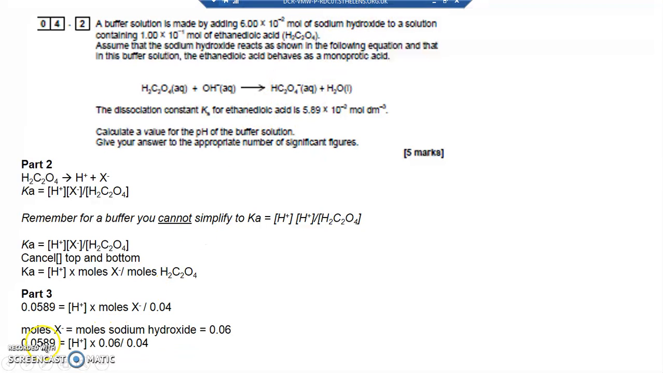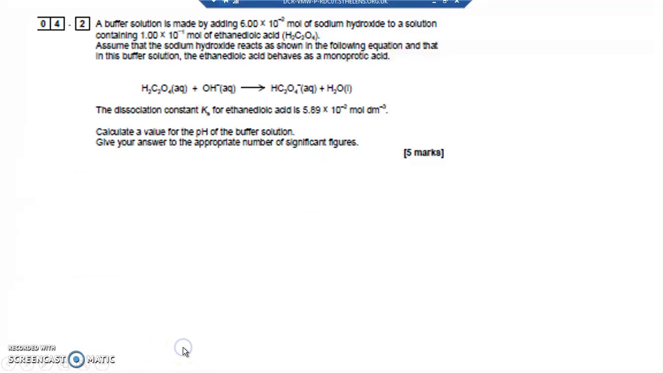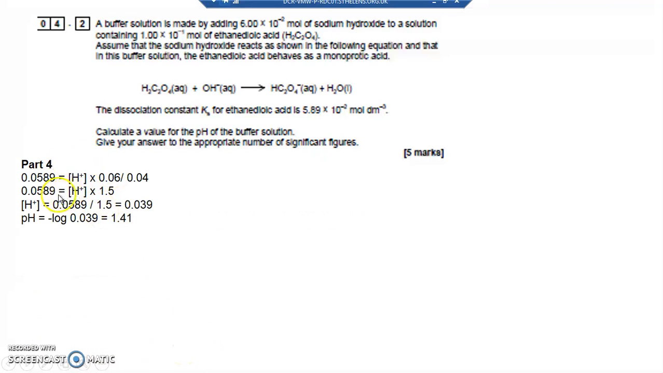Now you've got that, 0.0589 equals H plus multiplied by 0.06 divided by 0.04. I would do that bit first, work out that it equals 1.5 and multiply 0.0589 by 1.5, and you get the concentration of H plus equals 0.039. The last part of this section is that pH equals minus log to base 10 of the hydrogen ion concentration, so it equals minus log to base 10 of 0.039, 1.41, which seems like a reasonable pH for an acid.